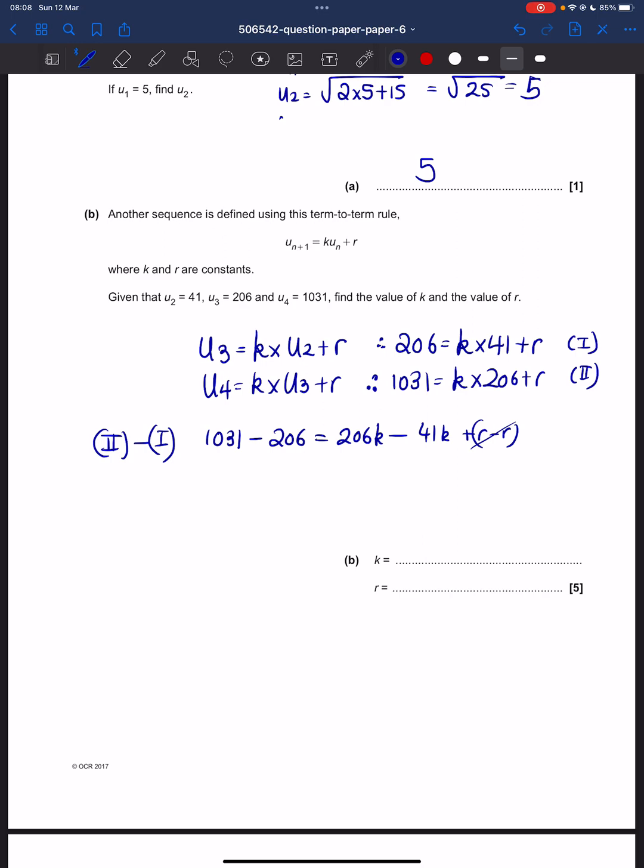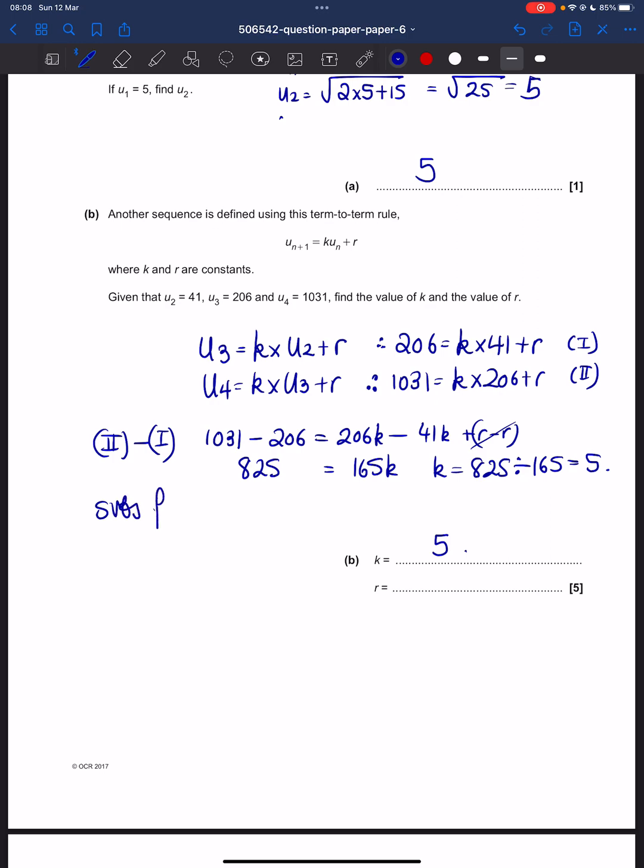Okay, so 1031 minus 206 on the calculator, 825. 206 minus 41 for the k's, 165k. So k is 825 divided by 165. 825 divided by 165, which is 5. K is 5.